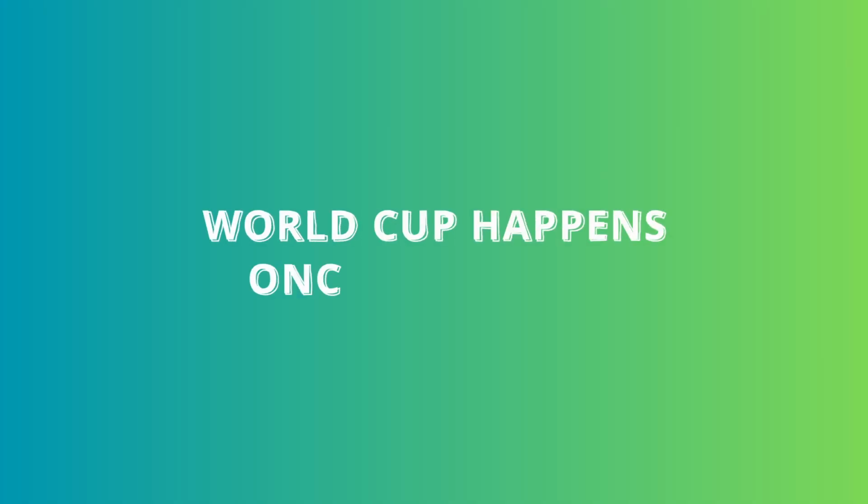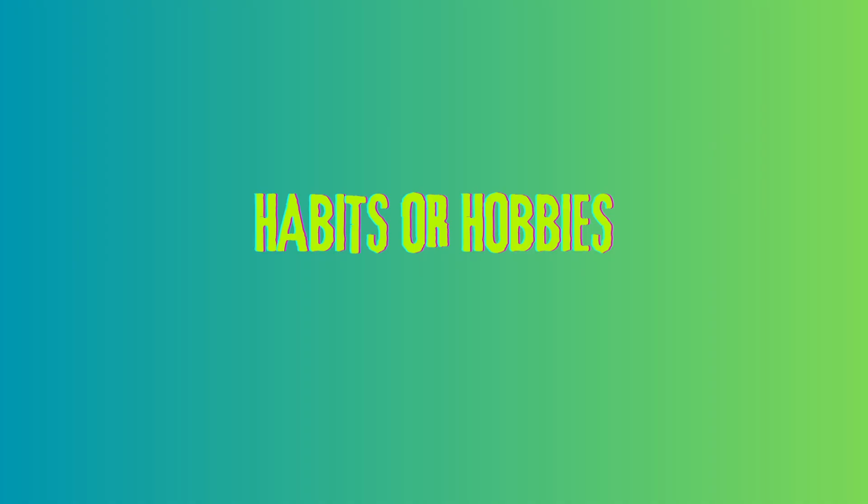So are you getting it? When the thing is repeating, maybe every week, every month, every year, or sometimes even every four years, like the World Cup. The World Cup happens once in four years, so that gets repeated every four years. So that also we tell in the present simple form. Have you got it? Daily schedule and repeated action. Is it clear? Now we will move to habits or hobbies.